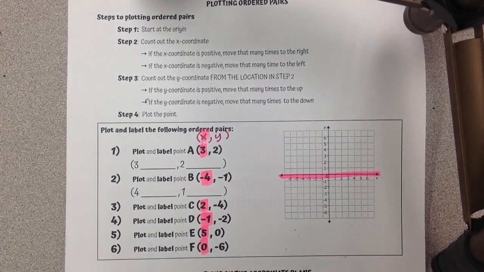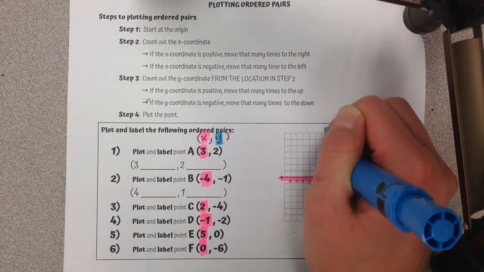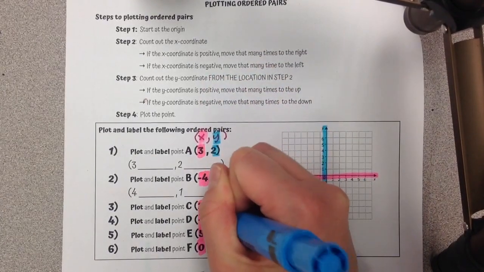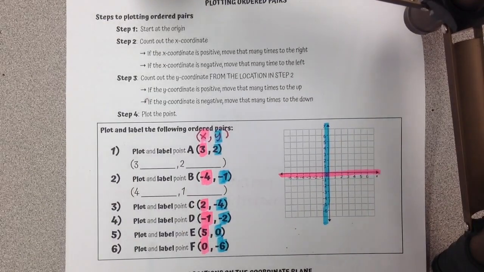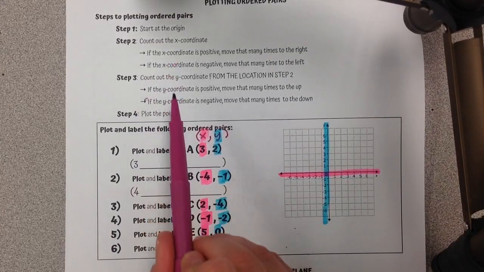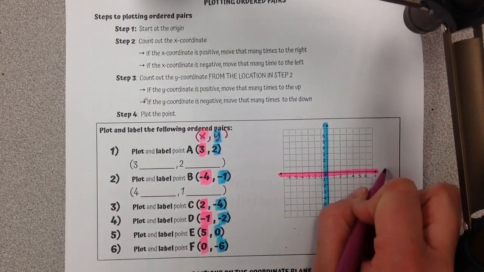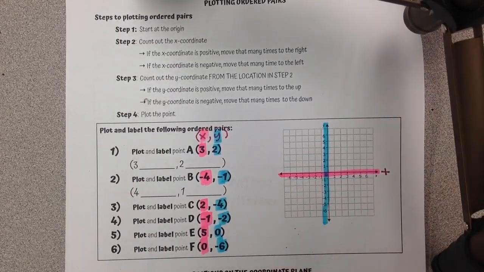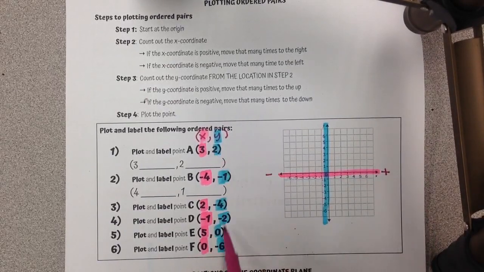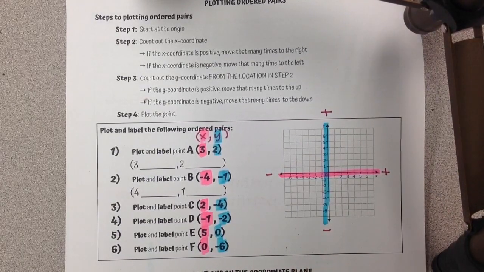Okay? Then my y value is going to be listed second. So I have y comes second. This is my y right here. I have 2, -1, -4, -2, 0, -6. Okay? Also, as a reminder, this is what it kind of talks about in step 2 and step 3. If my x-coordinate is positive, I'm going to be moving in this direction to the right of the origin. If it's negative, I'm going to be moving in this direction. If my y-coordinate is positive, I'm going to be moving up. If my y-coordinate is negative, I'm going to be moving down.